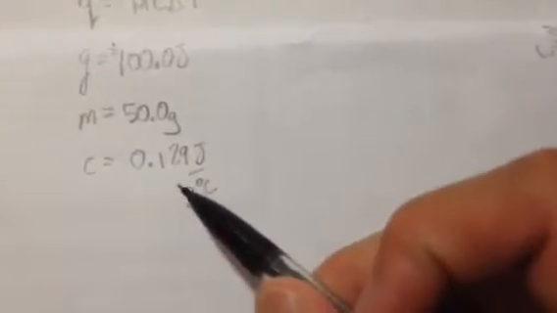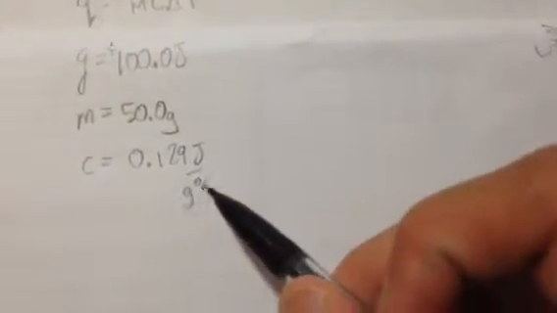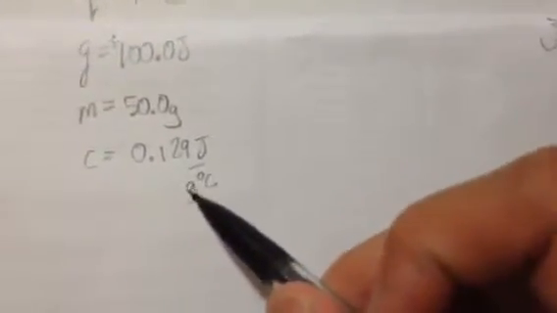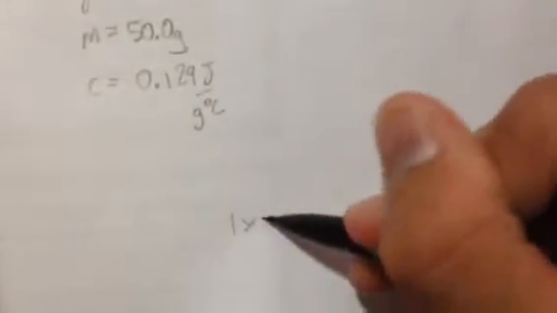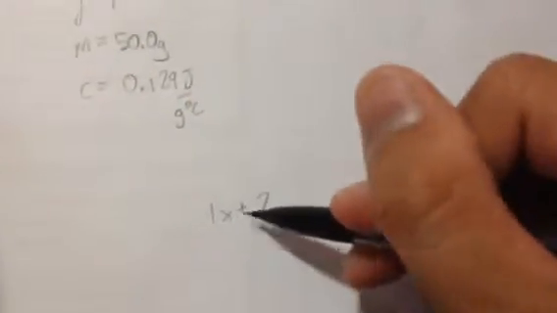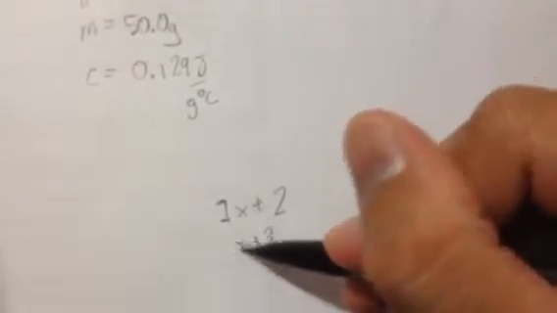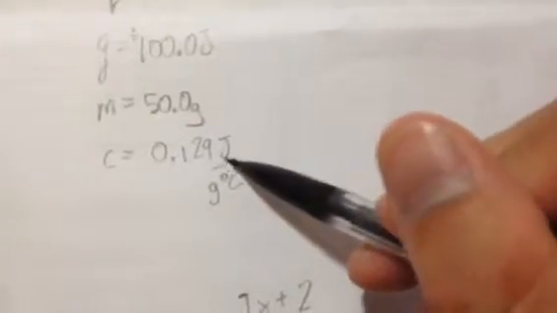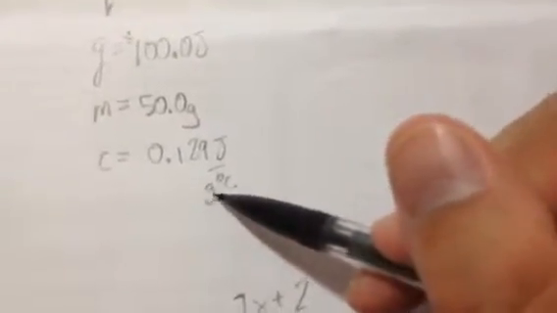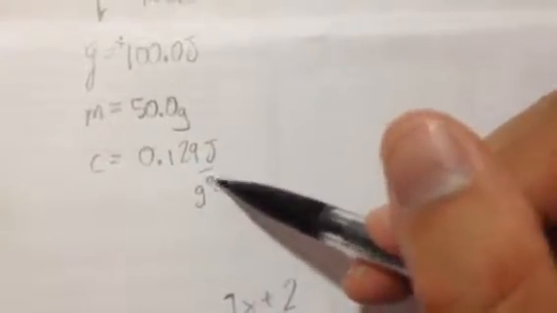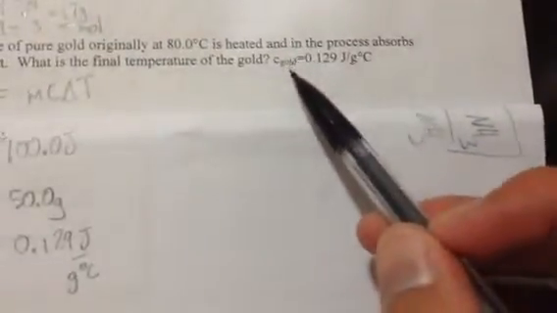You don't see the number one in there, but if there are no numbers, you always presume that there's a 1 in there. Kind of like when you do 1x plus 2, normally in math, you don't write the 1 there. You just write x plus 2, and you automatically know there's a 1 in front. Same here. So it takes 0.129 joules of energy to increase 1 gram of gold by 1 degree Celsius. And that's just for gold, because we're looking for the specific heat of gold. Anyways, let's get back to the problem.